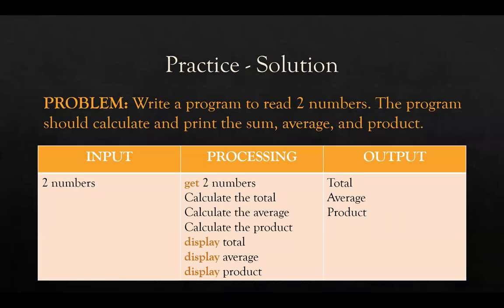So our problem was to write a program that read 2 numbers, and then the program's going to calculate and print the sum, the average, and the product. Like before, I just inputted 2 numbers, or you could have done number 1, number 2. I get them, I calculate the total, I calculate the average, I calculate the product, I display total, display average, display product, because that's what I placed in the output, and that's what the problem was looking for me to do. These are pretty simplistic problems, the 2 that I showed you.